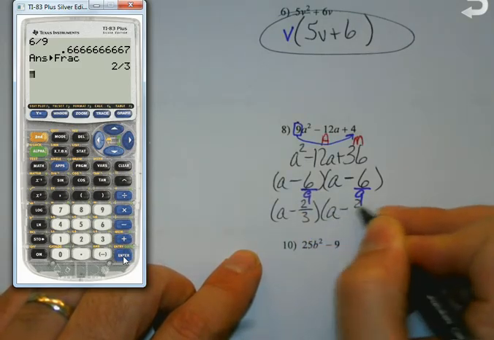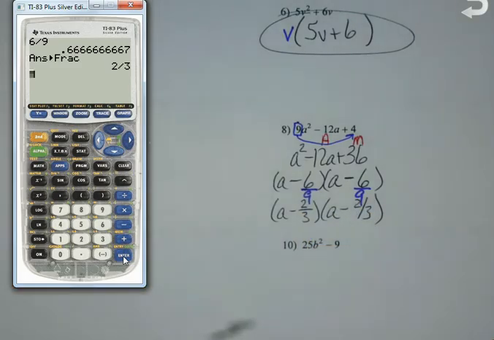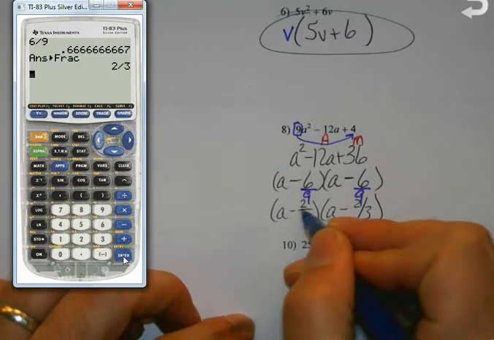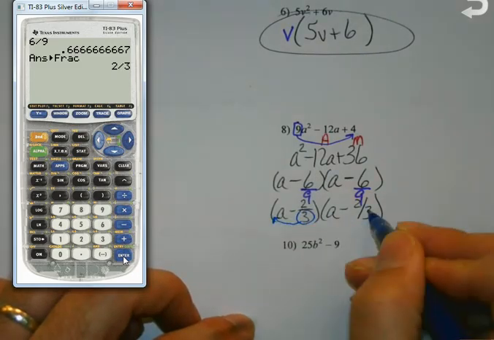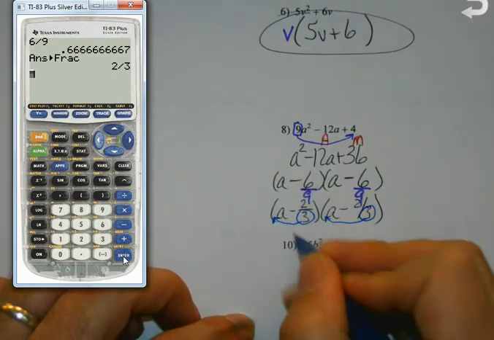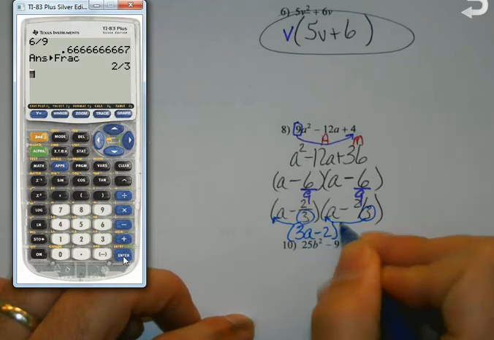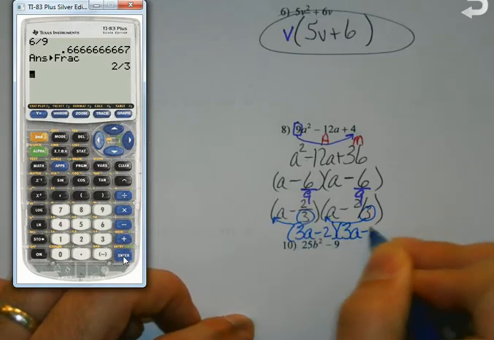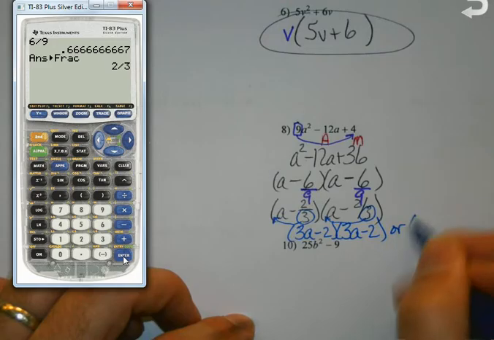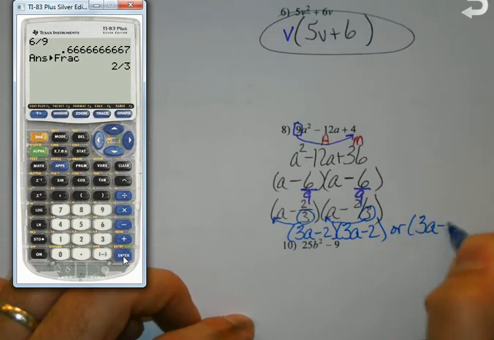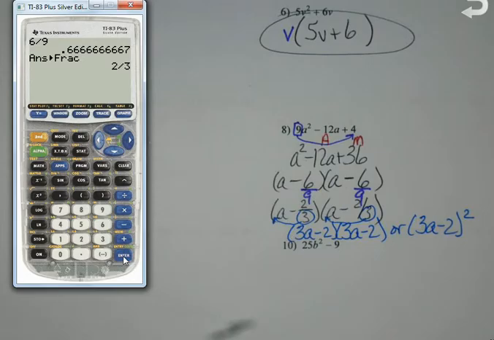I'll show you in a second what will happen if you forget to do that, because it doesn't turn out very good. Once I get it completely reduced, if it's still a fraction at that point, then I take the denominator and I swing it back to the front. And if it's the same thing, I could even just write it as 3a minus 2 squared. Either one of those would work.